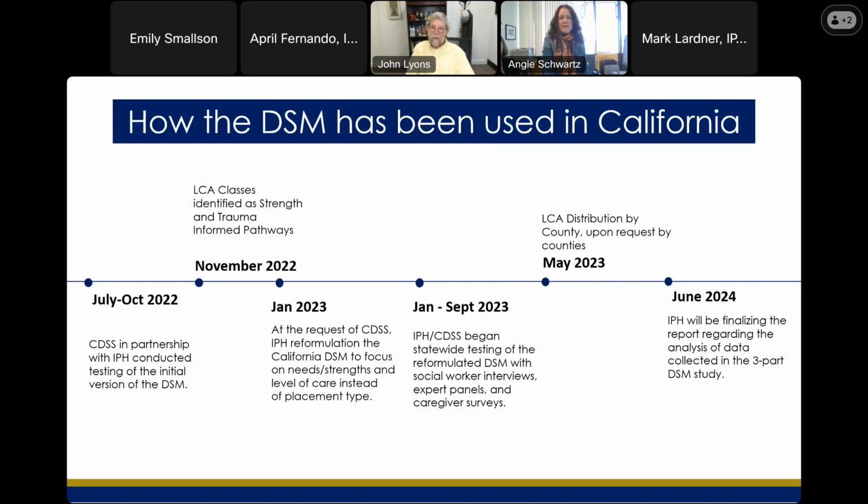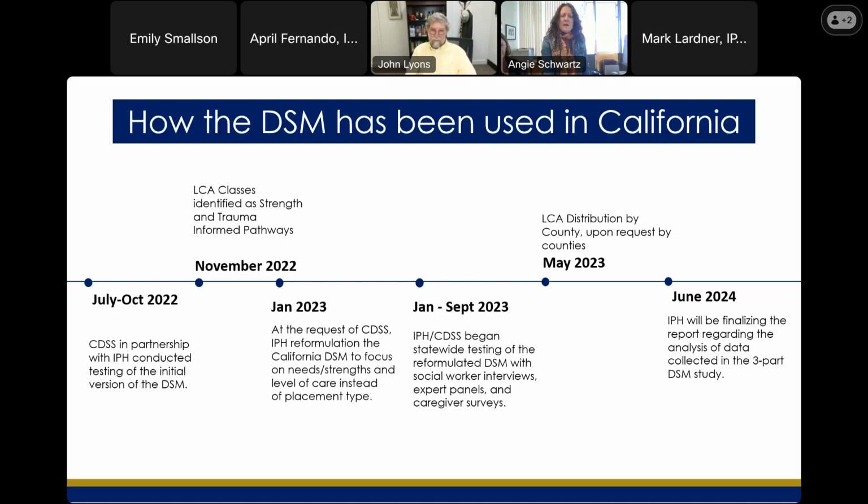We also, in May of 2023, began distributing the latent class analysis to counties upon their request, and worked with some counties on how they could understand and use the latent class analysis. That work will be ongoing as soon as we have the green light to continue. But I think that work is intended not only to support understanding of the decision support model, but all the different ways that a latent class in the CANS data can inform how we're doing capacity building and how we're ensuring that we're truly responding to the identified needs of a child.